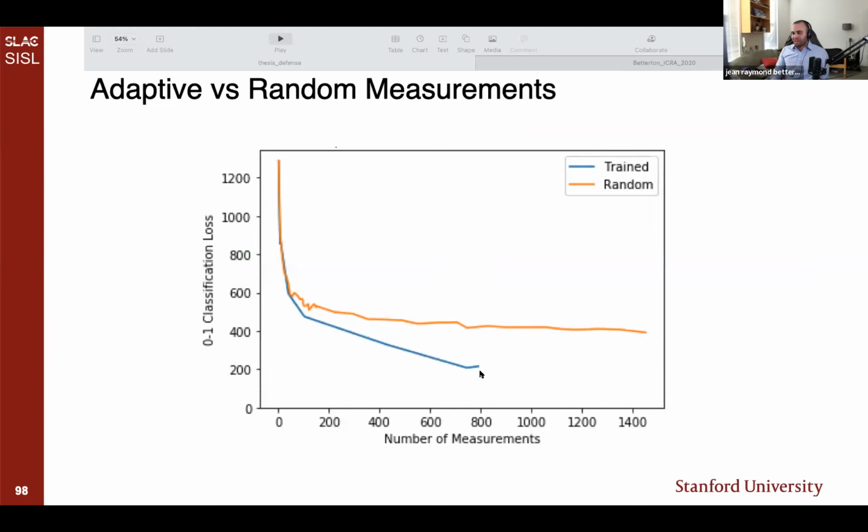I'm running out of time, so I can't go on about this too much, but this was probably my favorite result for this work, because I think it showed the potential to be flexible. All right.